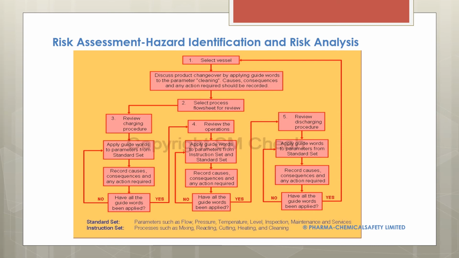After that, you identify causes, consequences, and actions required. So now you select the process. You review in three parts. First, you review your charging procedures, how you charge your raw materials, how you apply the guide words, you record the causes and consequences, and have all the guide words applied and all the recommendations and safeguards. Second, once you review how you're going to charge those raw materials, that actually starts from shipping and receiving. So how the material is being received, how we're going to avoid cross-contamination, how the material needs to be identified. If it is not identified correctly, what could happen, what is going to be the consequence, the causes when there is lack of training or the procedure is not accurate.